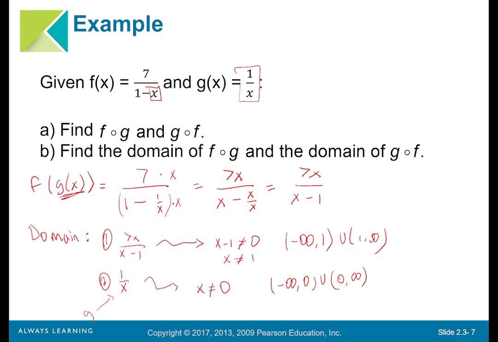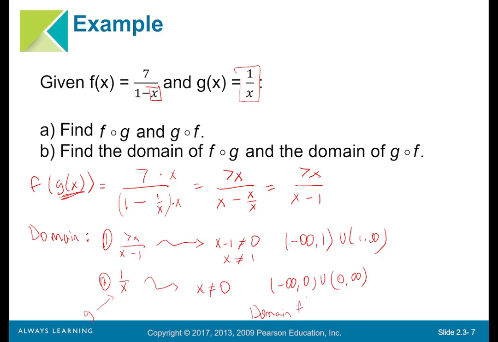The first one skips over 1. The second one skips over 0. So our domain overall basically needs to skip over 0 and then skip over 1 in the interval notation. So that is the domain of our actual answer. So maybe I'll write that.